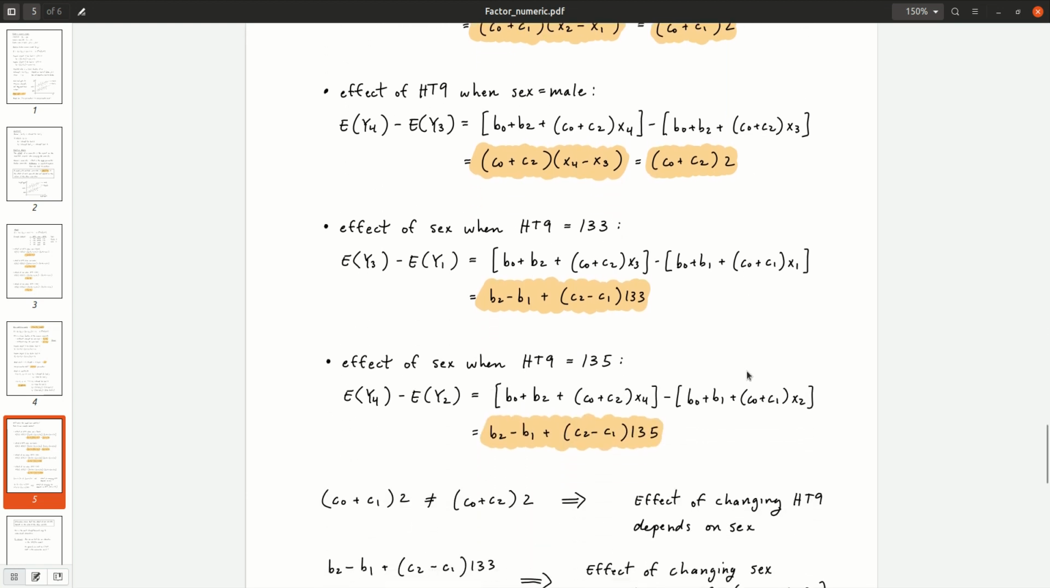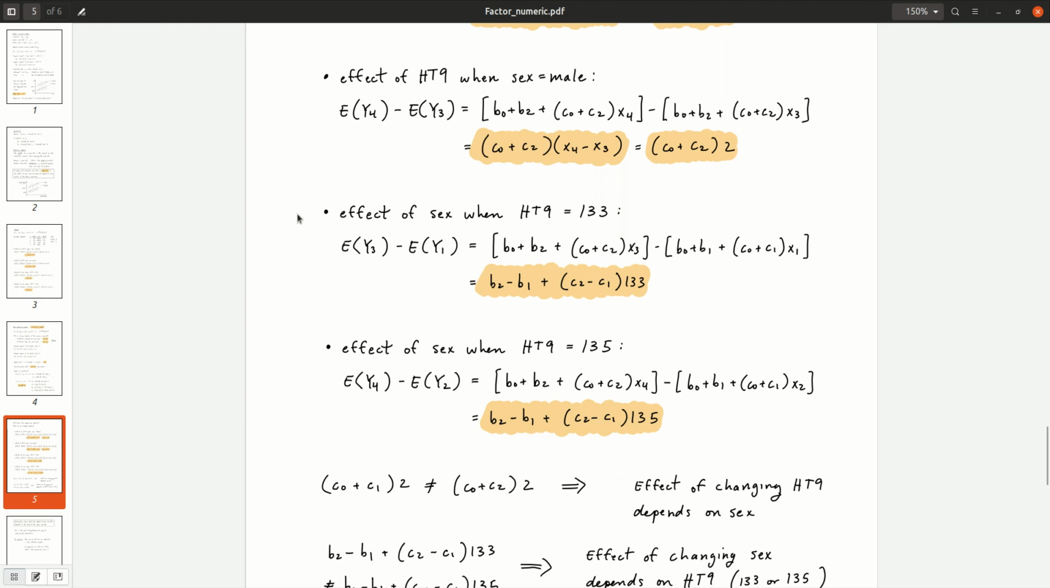Now we can do the same exercise for changing the sex for two different values of the numeric covariate. I'll skip the computation and just get to the punchline. To compare the effect of sex when height at age 9 is 133, you'll compare observations 3 and 1. And this is what you get: B2 minus B1 plus C2 minus C1 times 133. And then for comparing the effect of sex when height at age 9 is 135, you'll compare observations 4 and 2. You get B2 minus B1 plus C2 minus C1 times 135.